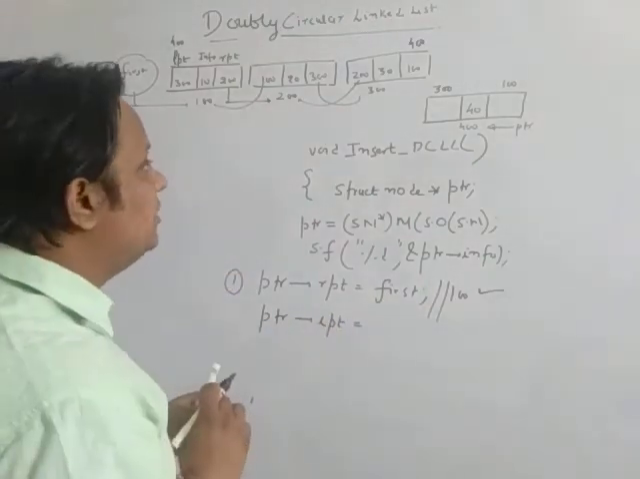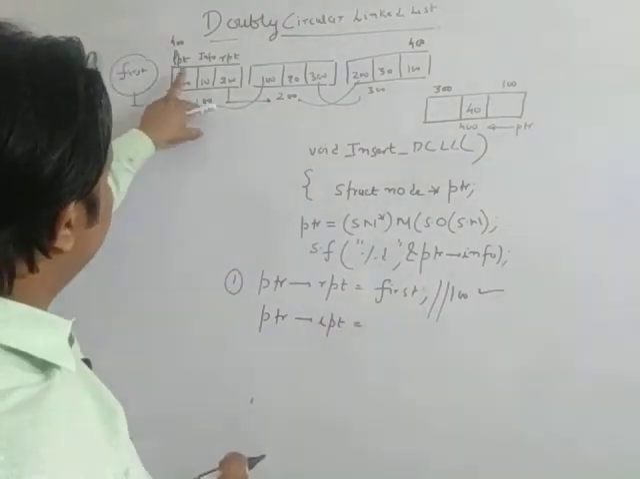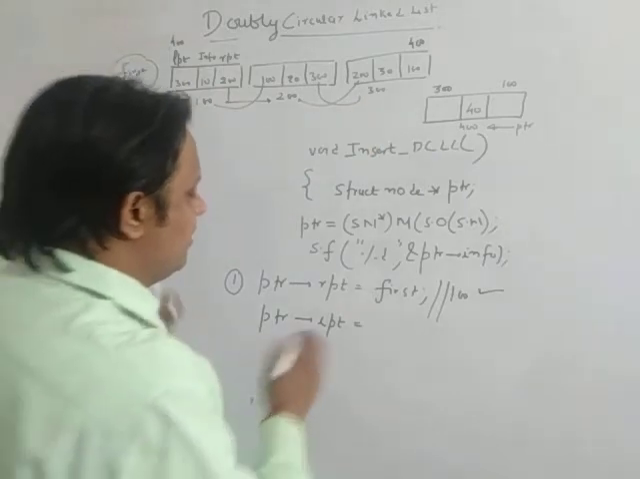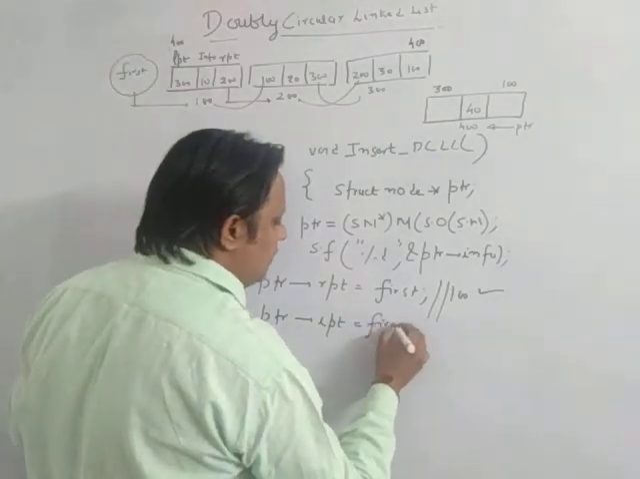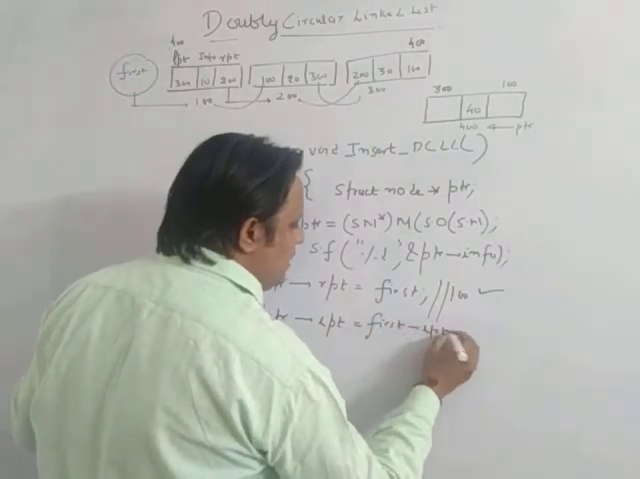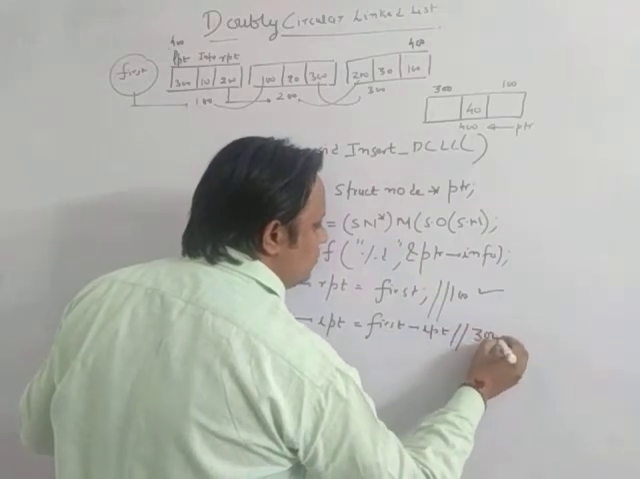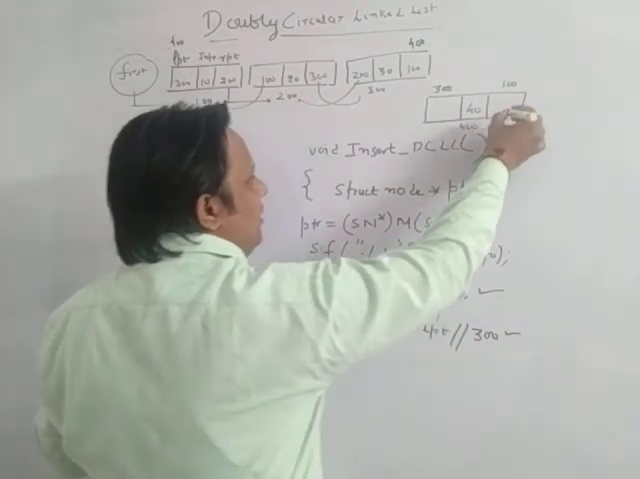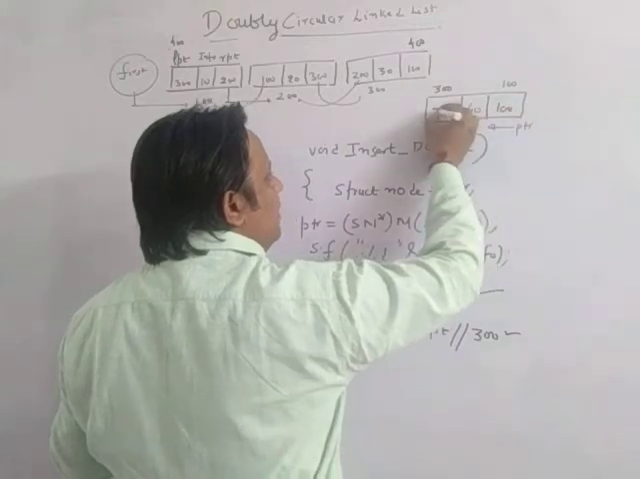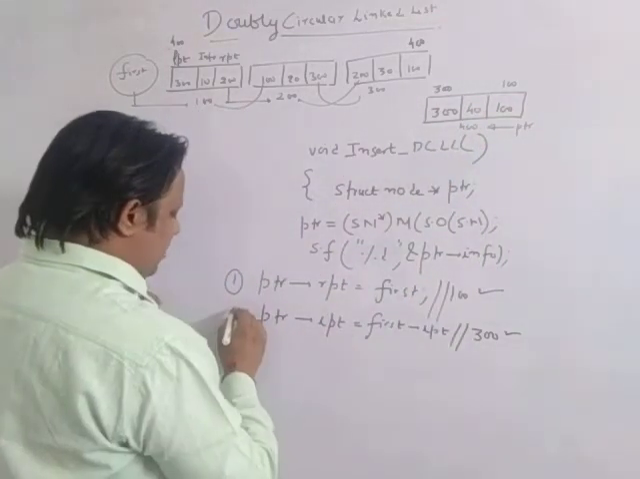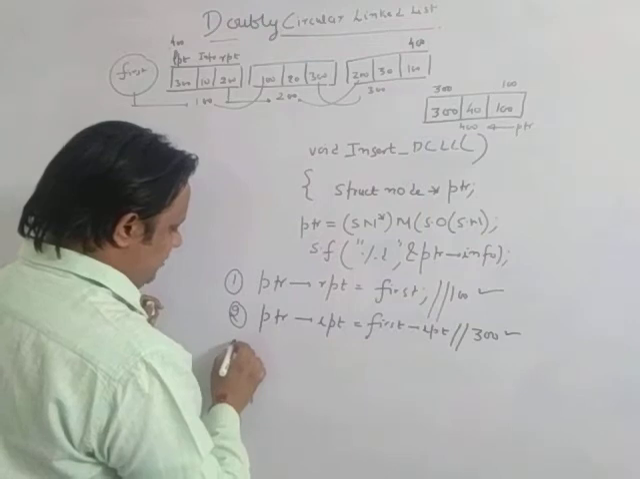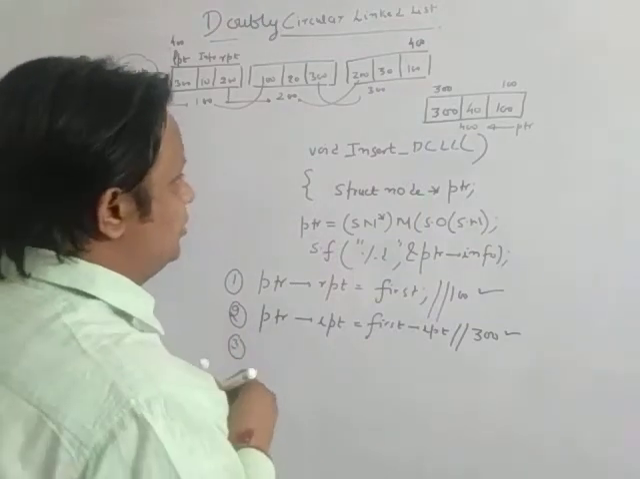So try to reach 300. 300 is what? First arrow LPT will give me 300. So I will write first arrow LPT. So this will give me the value 300. So this is also done. Here comes your 100 and here it is now 300. So I have done 2 changes. Fine so far.